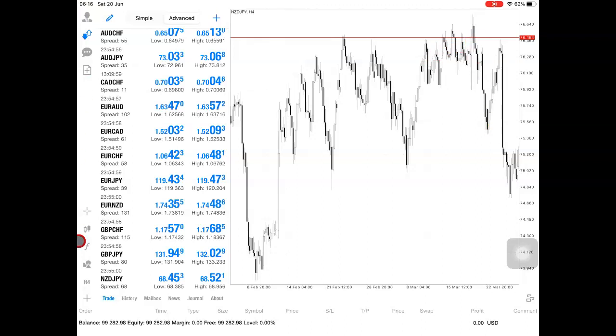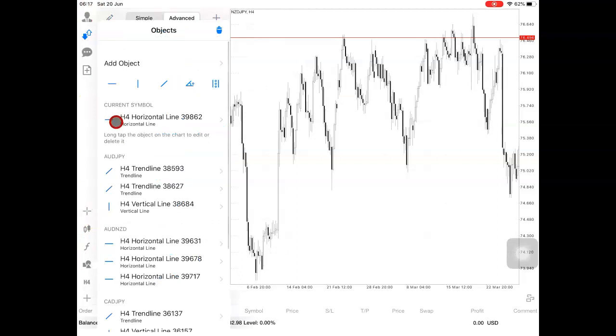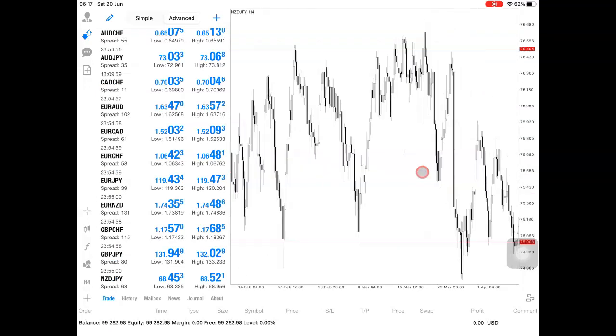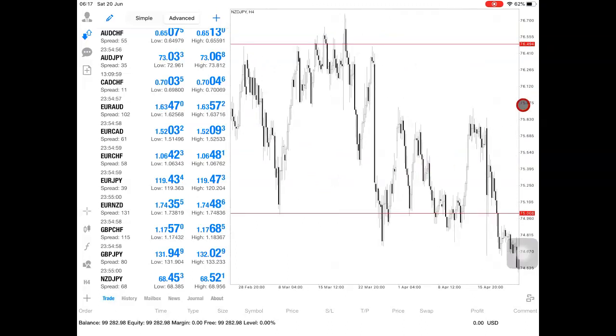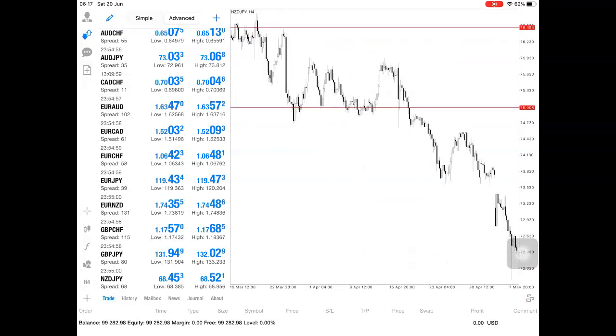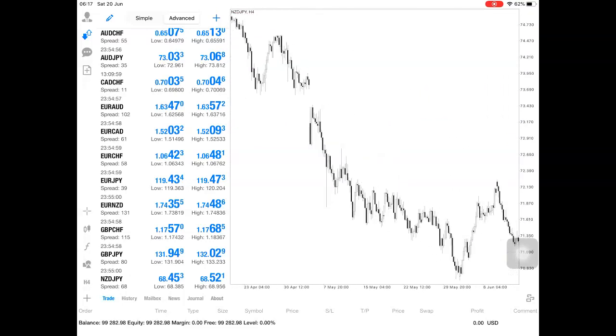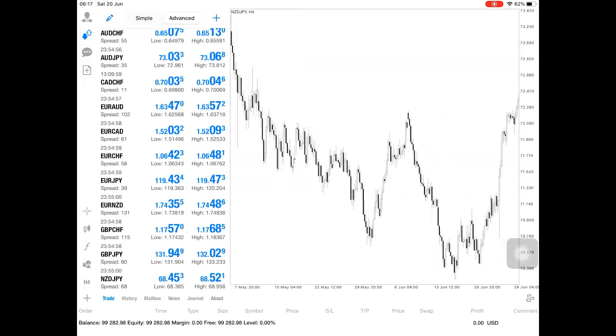You draw your neckline, the support in between the two resistances, and then you sell when price goes below the support line. Your stop loss is above there. You can see it went up, but it didn't hit the stop loss and then came back down into profit. Wow, that's a big move. Can you see? Very big move down.